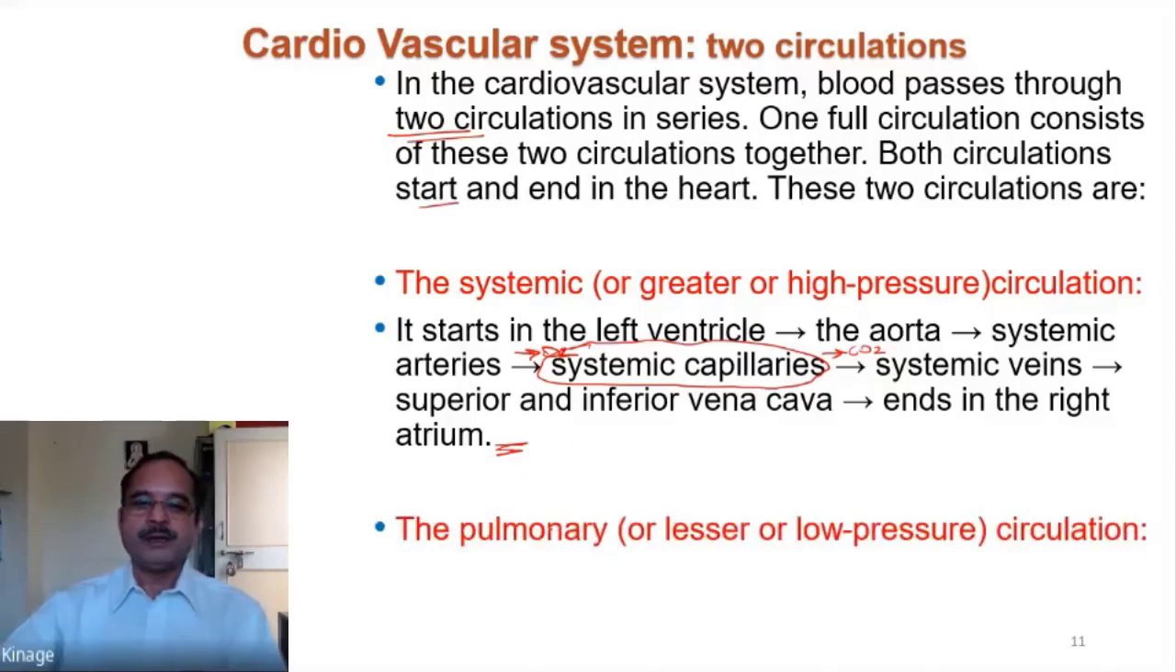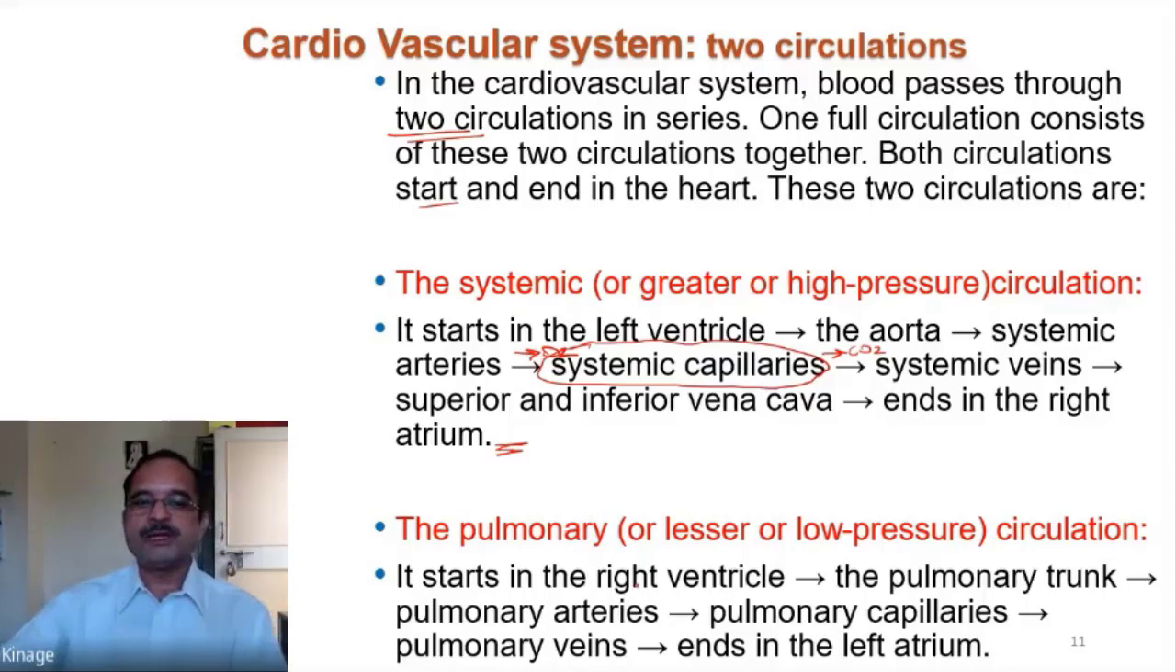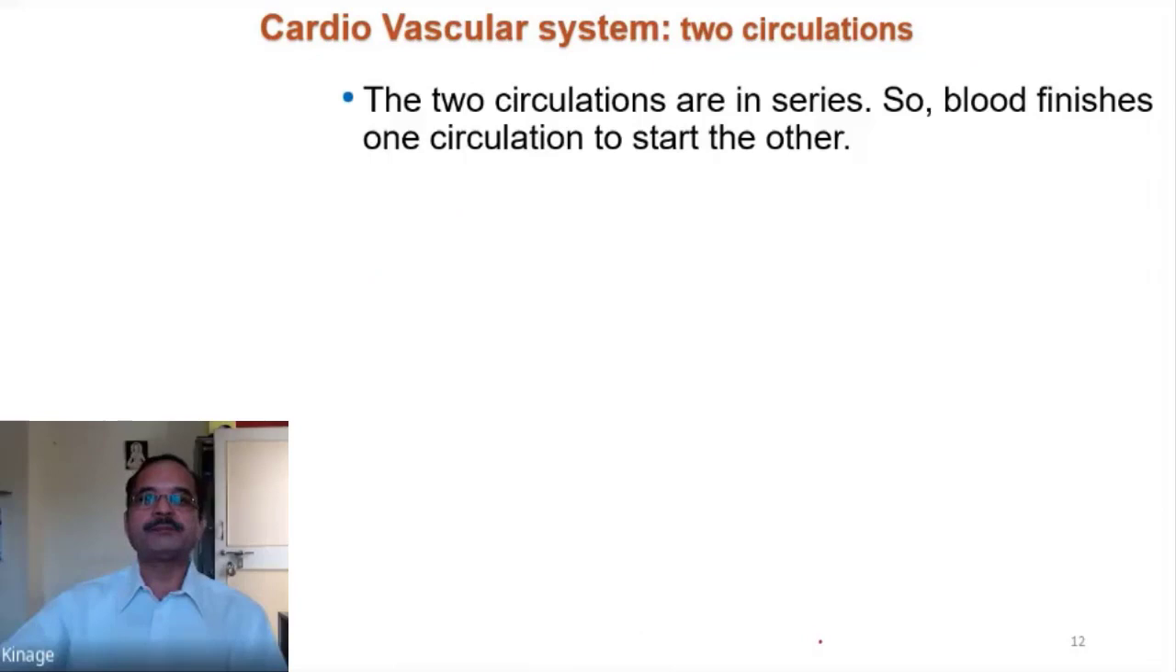Then the other is the pulmonary circulation. It starts with the right ventricle. From the right ventricle to the pulmonary trunk, pulmonary arteries, pulmonary capillaries, then pulmonary veins, and it ends at the left atrium.